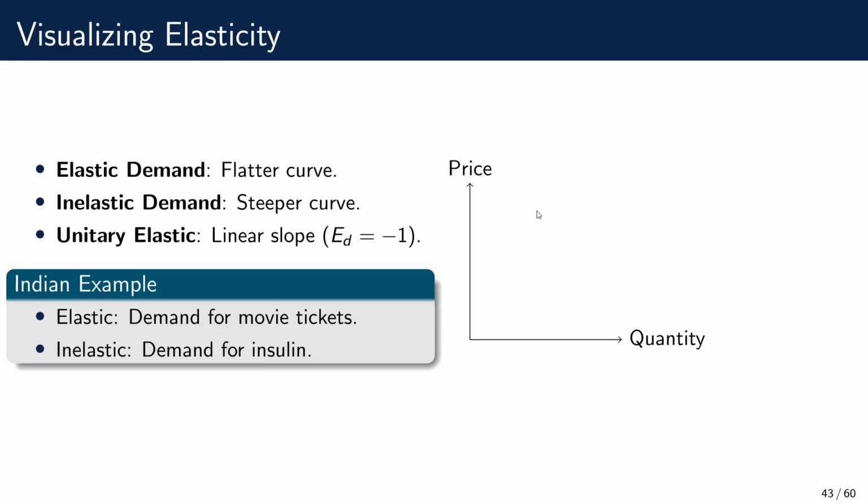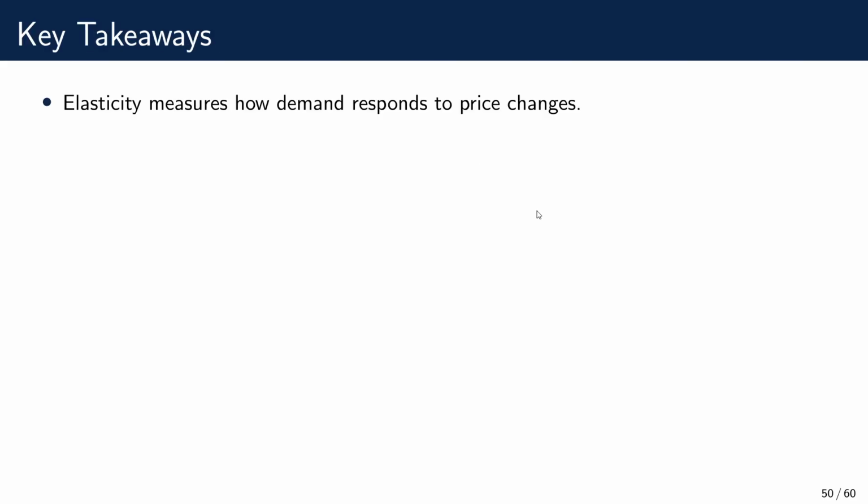So on the graph, how will it look? We have the y-axis with price and the x-axis with quantity. This curve represents elasticity, the elastic curve. This curve represents the inelastic because the curve is steeper. And the third is this green line, which represents the unitary demand. Makes sense, right?